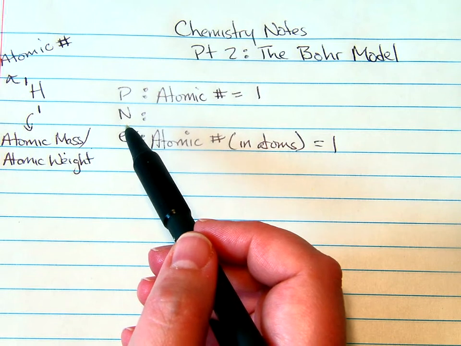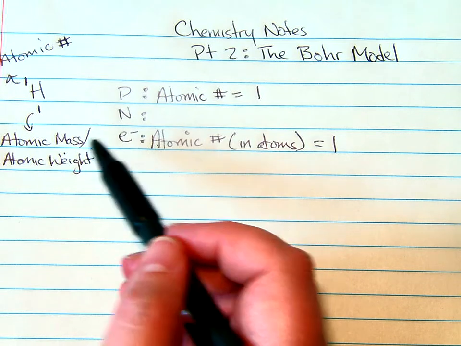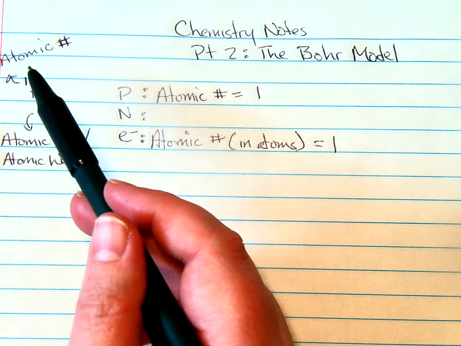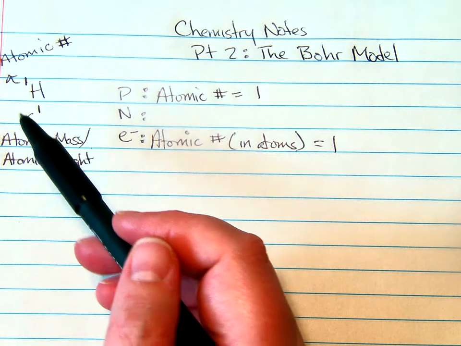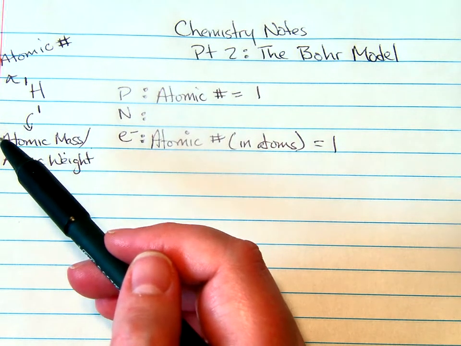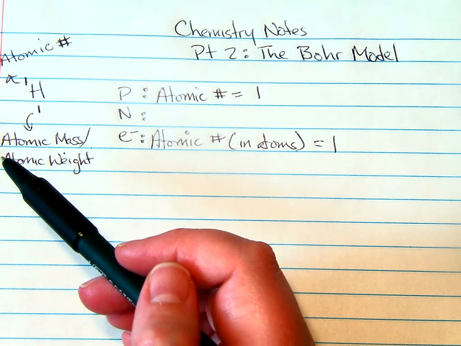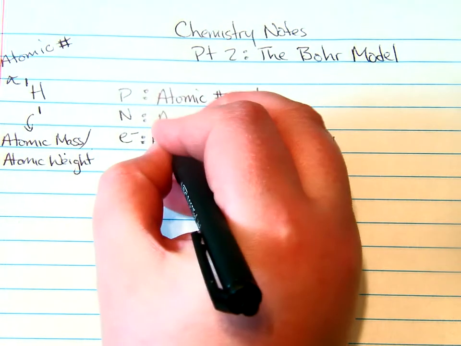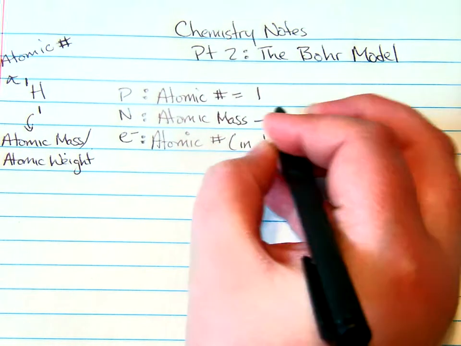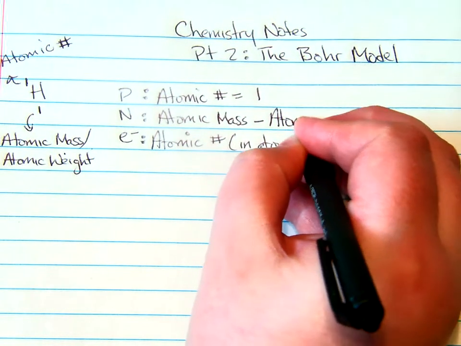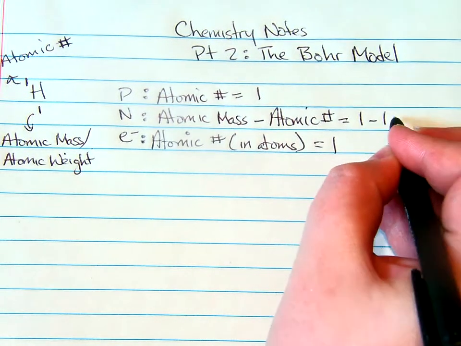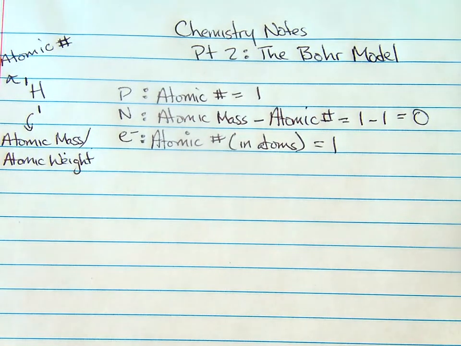It's the same thing. So what that means is I can take my atomic mass and subtract the atomic number, which is the same as subtracting the number of protons. By subtracting the number of protons, I'm left with the number of neutrons. So that's what we do. We take the atomic mass, we subtract the atomic number, and we are left with 1 minus 1 gives us 0 neutrons.